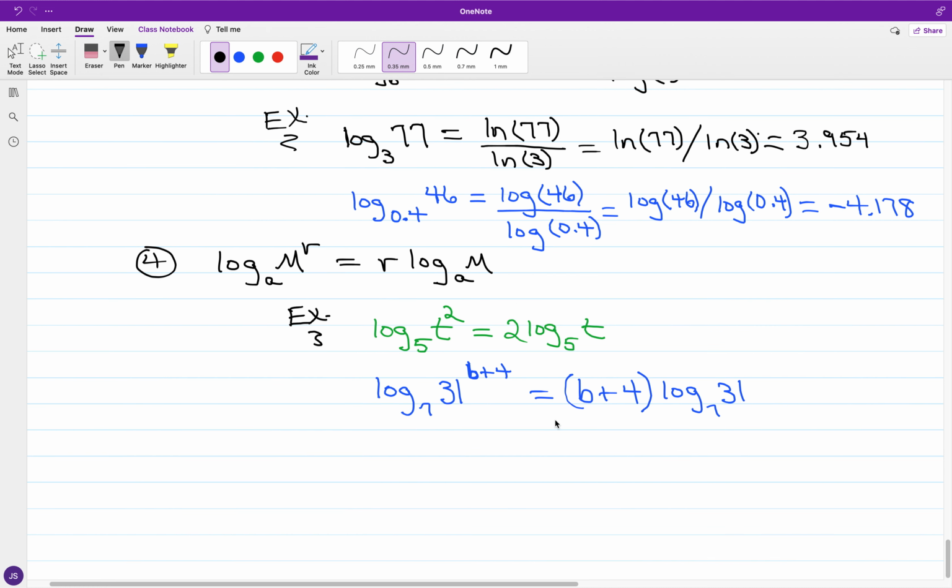Let me just mention, we need parentheses in this case, because if I leave out the parentheses, it's going to look at b separate from 4 times the base 7 logarithm of 31. But I'm looking at this logarithmic attachment being multiplied by both terms, b plus 4.